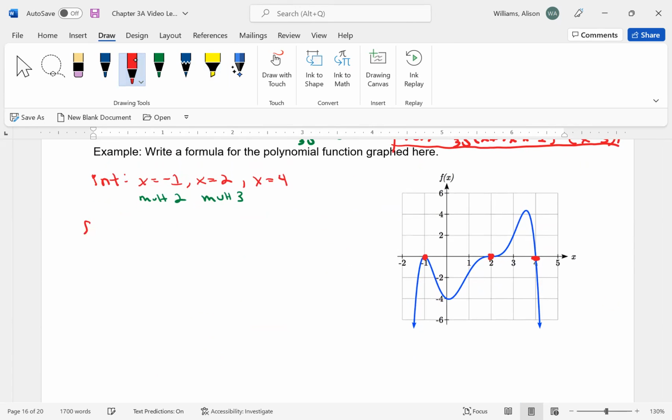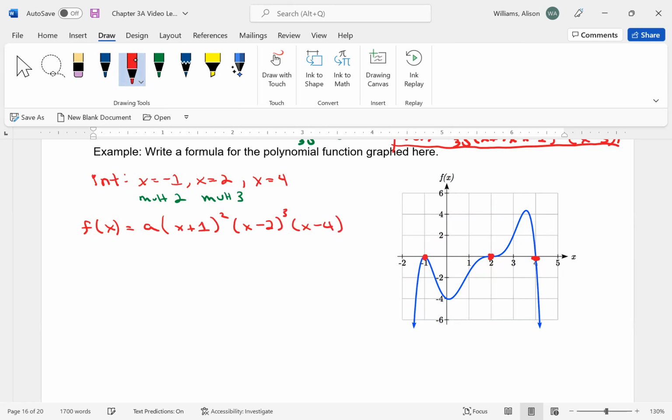Wow, I'm doing a terrible job writing because it's at the top of my screen. So my writing looks very sloppy. I apologize. I don't know the leading coefficient, but the first factor would be x plus 1 squared. It's based on the x minus 1. The next factor would be x minus 2 cubed. And then the last factor would be x minus 4.